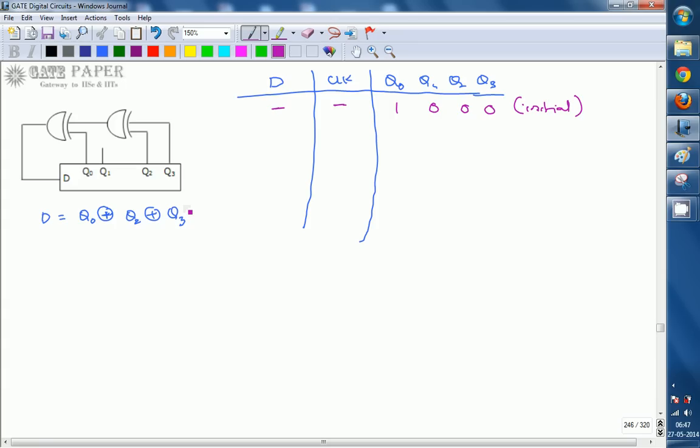This is simply a 3 input XOR gate. For a 3 input XOR gate, the output will be 1 if the input consists of an odd number of ones. Otherwise, the output will be 0. For an even number of ones as well as for all zeros, the output will be 0. Remember that. So if you observe the Q0, Q2 and Q3 combination 100, it consists of an odd number of ones, so the output will be 1.